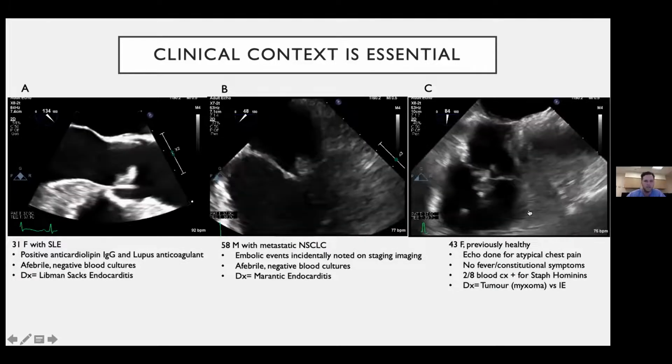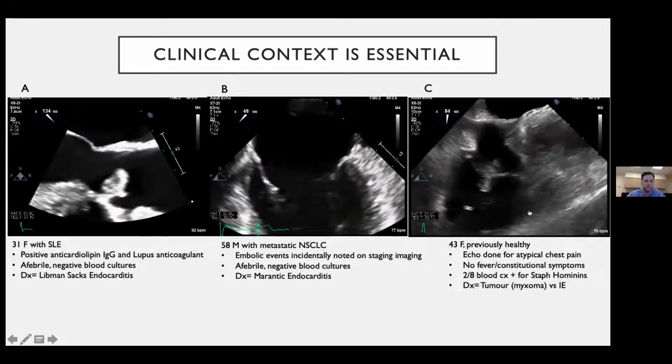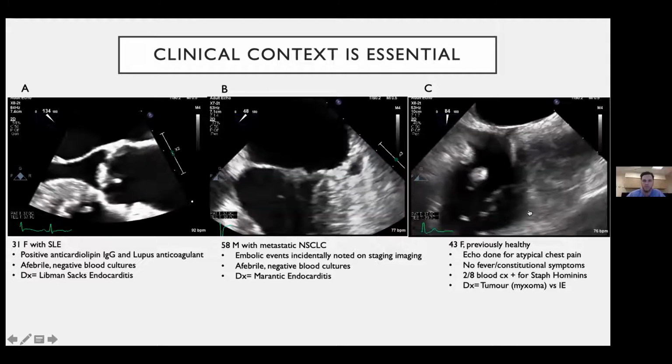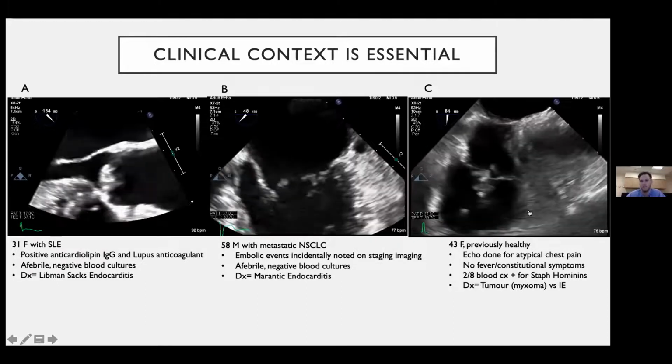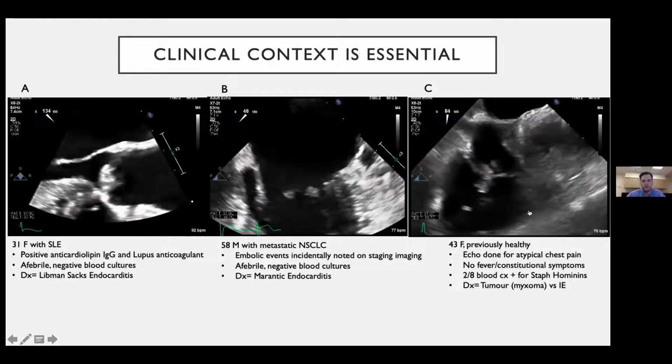And so based on that, she was diagnosed with Libman-Sacks endocarditis, and she was treated with anticoagulation. And this can actually be a typical appearance of Libman-Sacks, although it does typically tend to have a predilection for the mitral valve rather than the aortic.